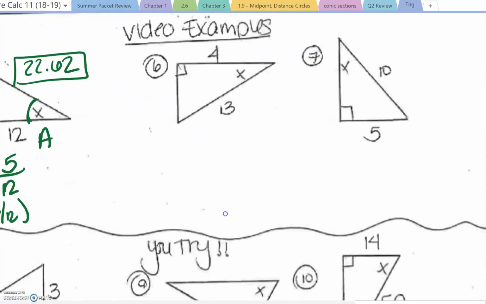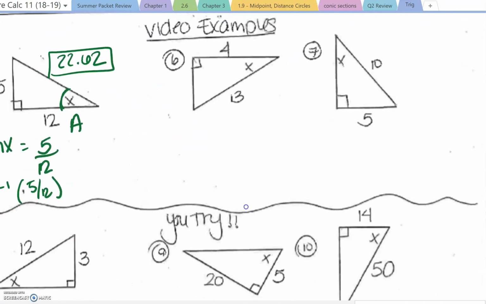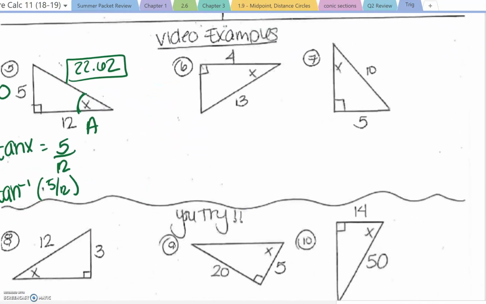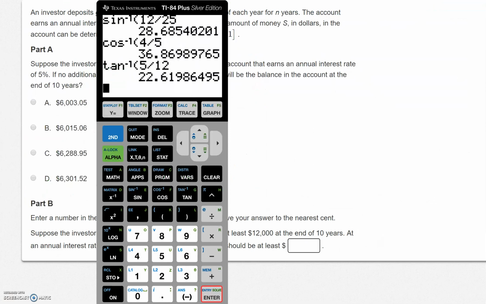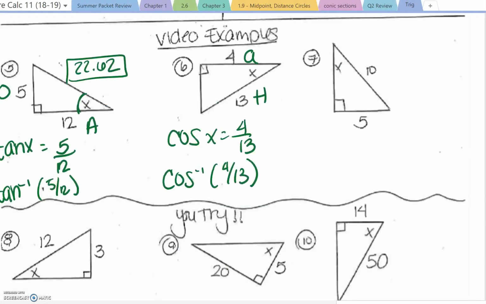I'll do one more and then you guys should be okay to try these and check them by yourself. Adjacent, hypotenuse, cosine. So what is the inverse cosine of 4/13? So about 72.08.